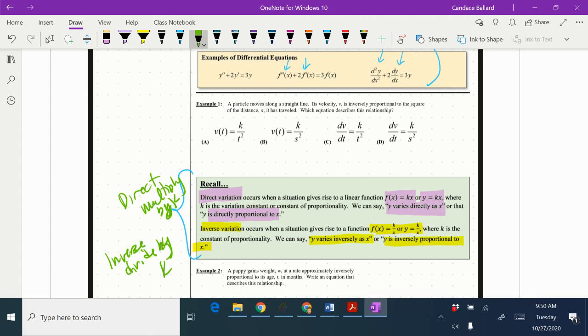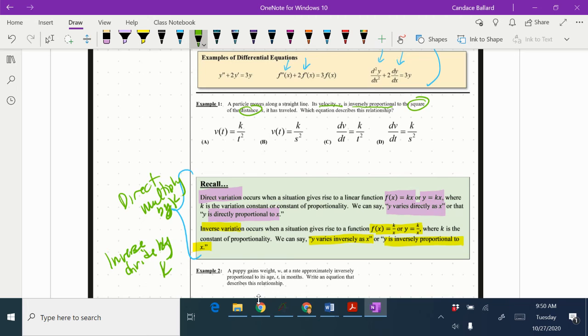Looking at example 1: a particle moves along a straight line. Its velocity is inversely proportional to the square of the distance. So we're talking about the square of the distance it has traveled. Which equation describes this relationship?